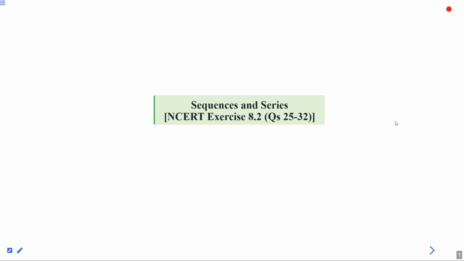Hello students, welcome to this lecture on sequence and series, NCERT exercise 8.2, questions number 25 to 32. In our previous lectures we have discussed NCERT exercise 8.2 questions number 1 to 24. In this lecture we are going to discuss questions number 25 to 32.